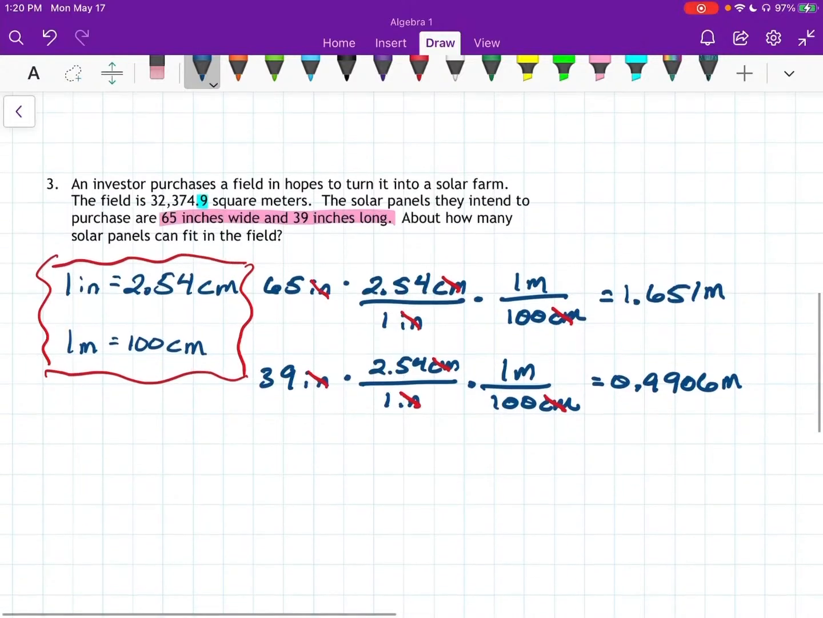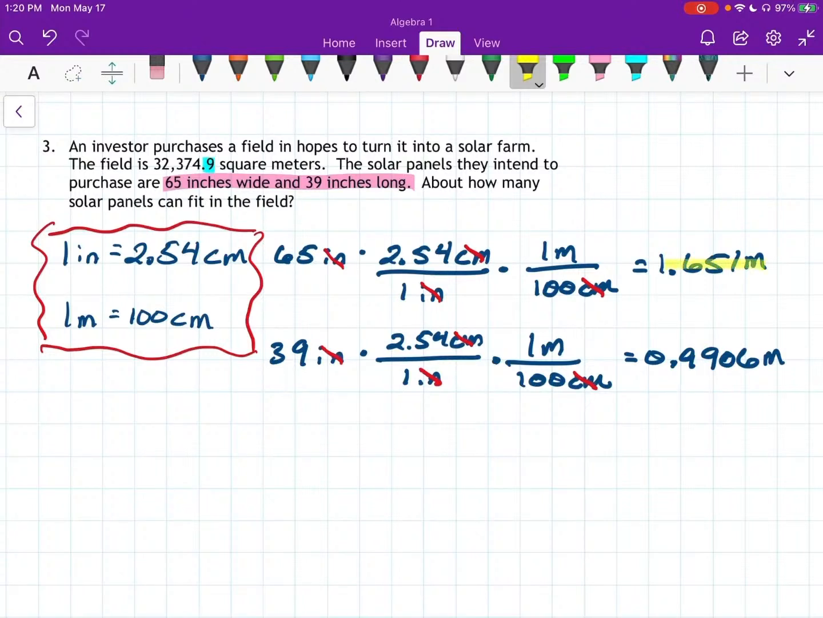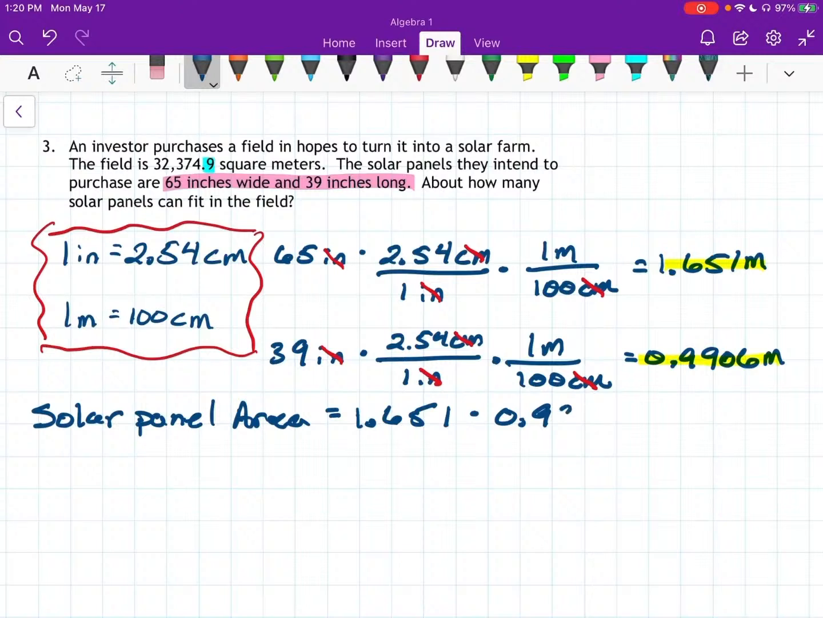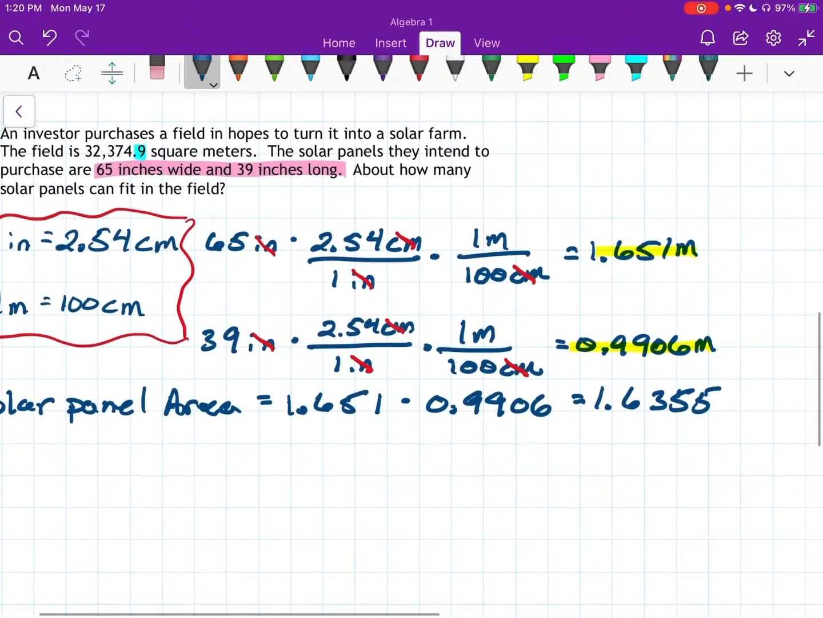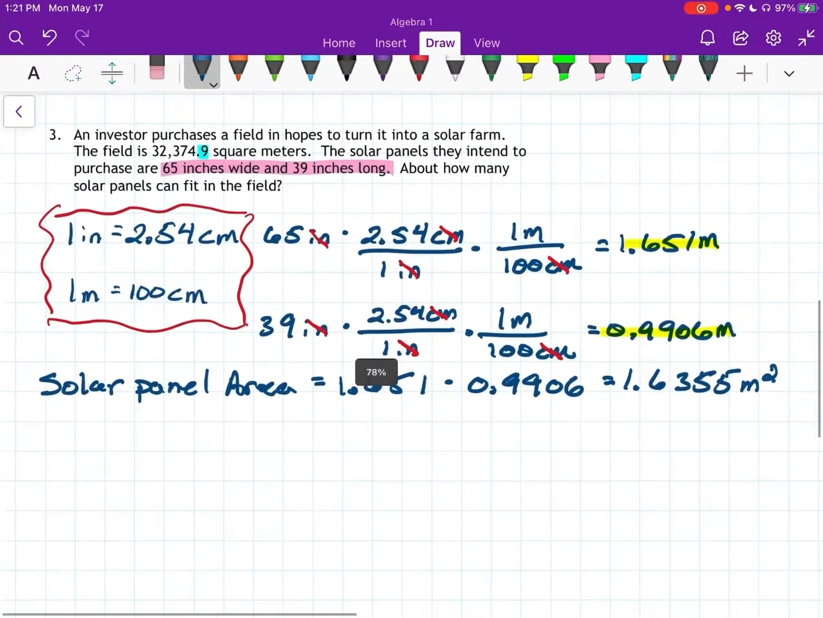So now that we have the dimensions of our solar panel, the one that we're going to buy from the factory, we need to figure out how large is a solar panel? How much area does it take? So, solar panel area. And we're going to find the solar panel area by multiplying those two numbers. So I'm going to say 1.651 times 0.9906. And that is going to give me 1.6355. And I did round there just a little bit. And that's going to be meters squared. All right? That's one solar panel.